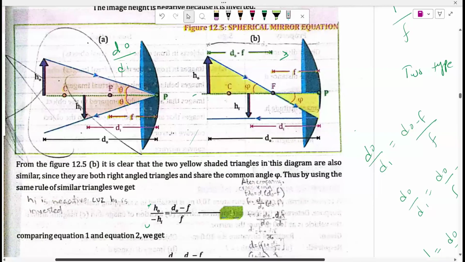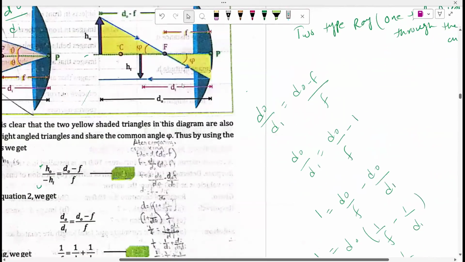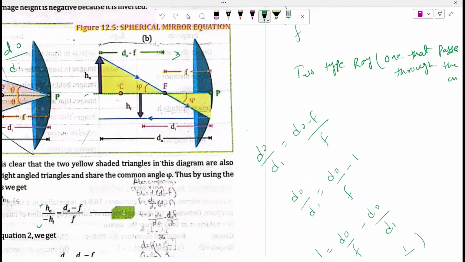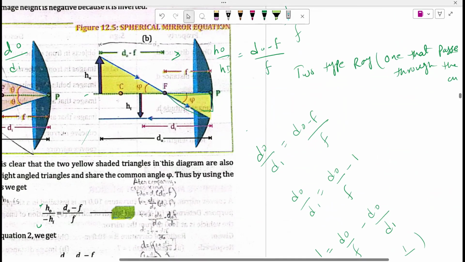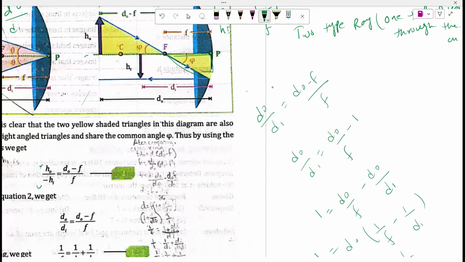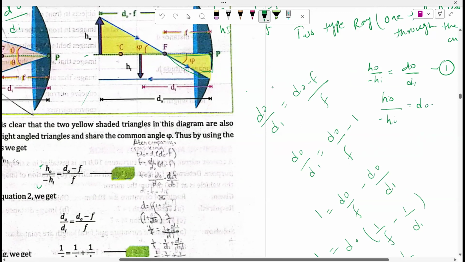I have written it down, I don't need to read it again. For the second equation, it was coming out to be h naught over h i equals d naught minus f over f, because we are considering this triangle. I put it in the equation. In both, I have directly written here that h naught over h i is equal to d naught over d i. This was equation 1, and h naught, with a negative sign I'm putting there, is equal to d naught minus f over f. This was equation 2.